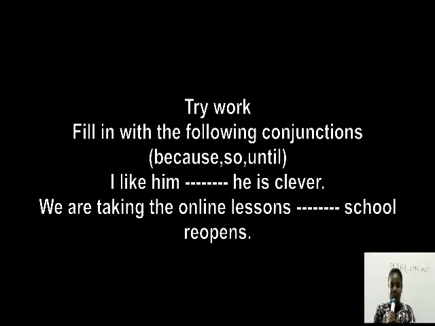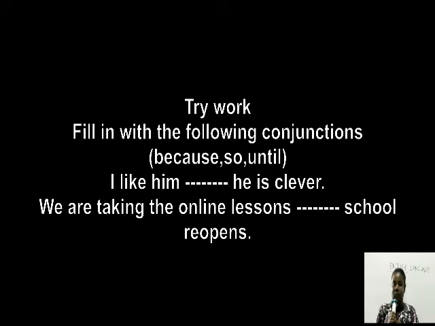Place the one that fits. I like him, he is clever. In our answers we have because, so, and until. What word will fit in between I like him and he is clever? We can say I like him because he is clever. That is why you like him. So here, I like him takes the conjunction because: he is clever. Meaning that if the person wasn't clever, you would not like him. So, I like him because he is clever.